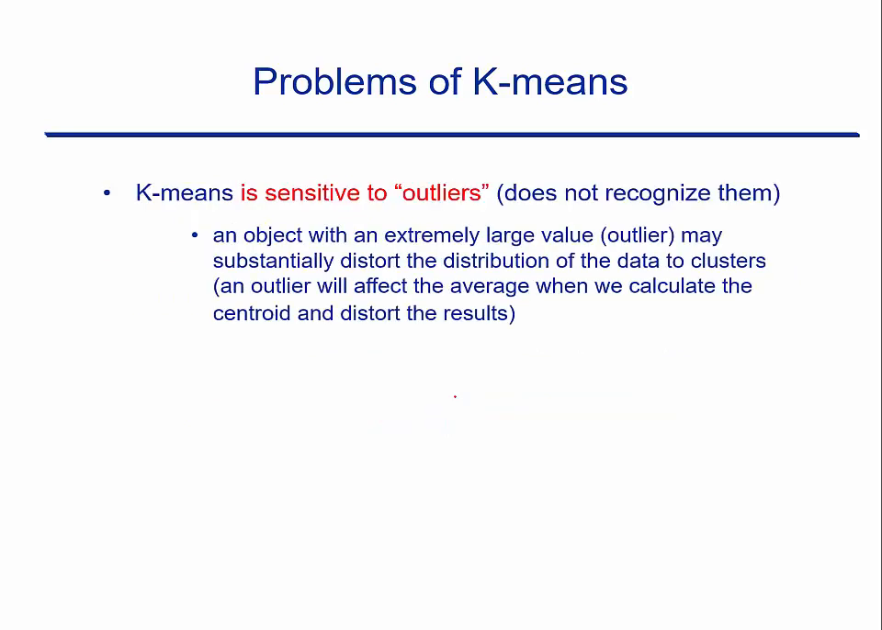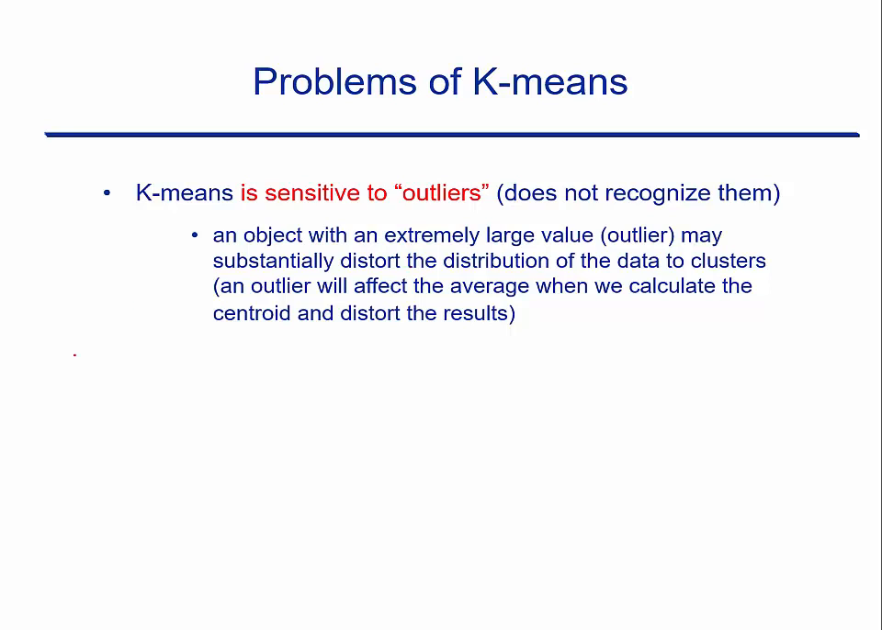And also k-means is sensitive to outliers. So an outlier is an object with an extremely large value that may substantially distort the distribution of the data belonging to the cluster, which greatly affects the centroid, the position of the centroid of a cluster.